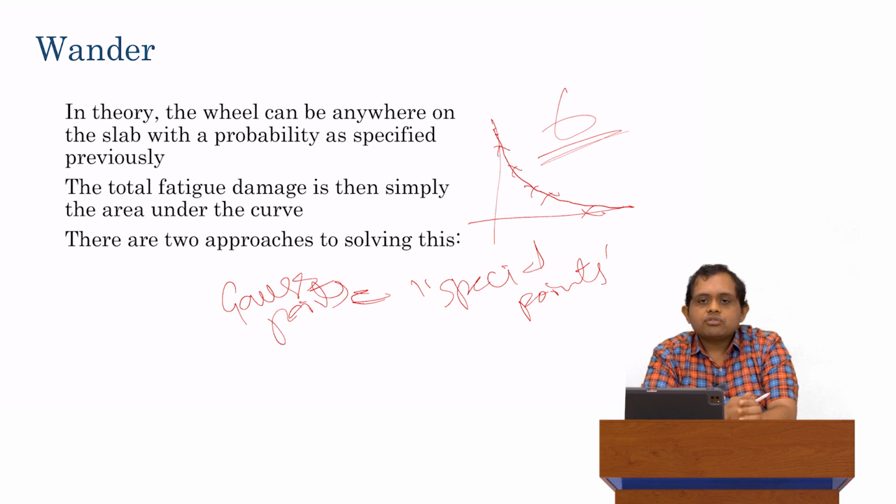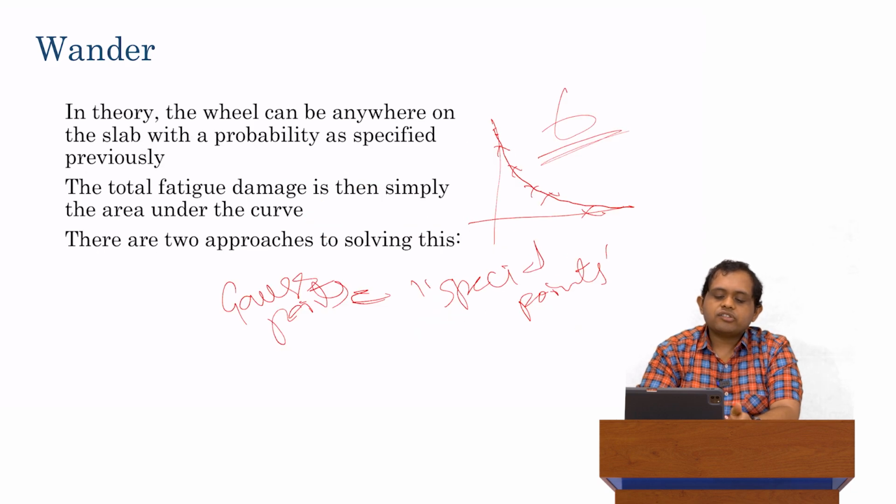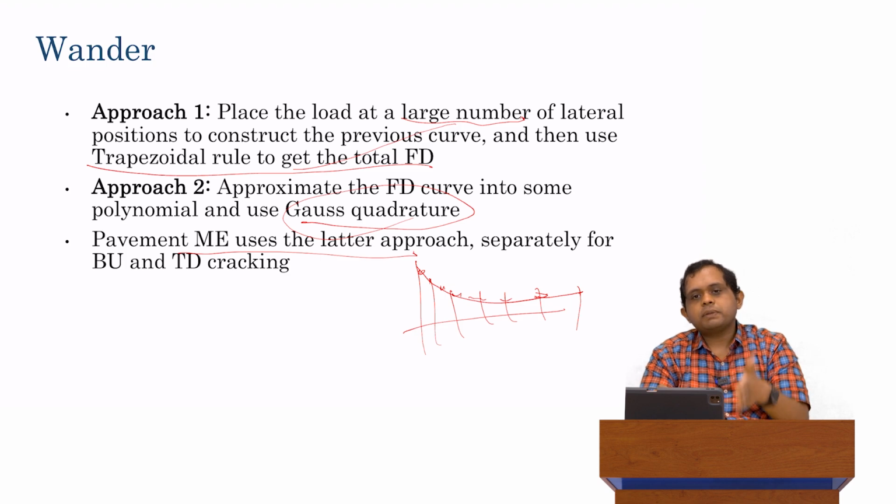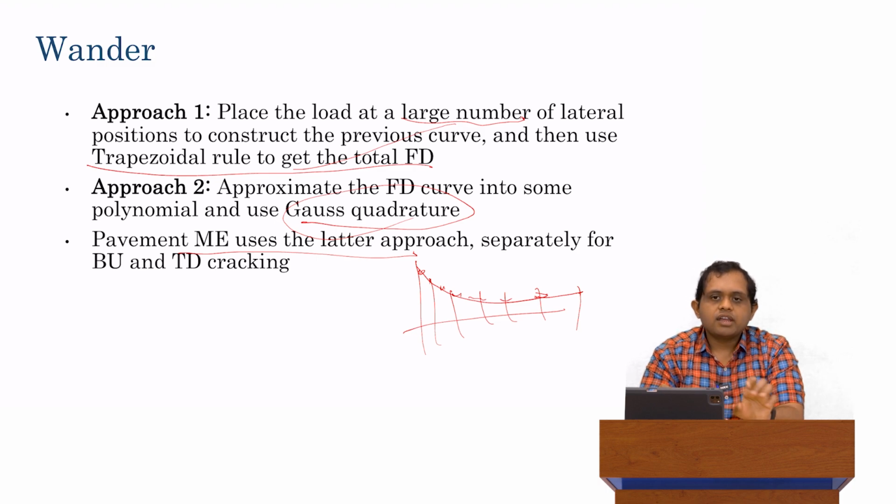So instead of doing an evaluation for a very large number of points, 10, 20 points or more, you just do an evaluation at 6 points and you can get a very accurate estimate of the area using this particular technique called Gauss quadrature. We do not have time to go into details on what Gauss quadrature is. I encourage you to take a formal class on finite element methods if you want to know. But for now, just understand Pavement ME uses this approach that for lateral position, it places the loads laterally at certain points which are called Gauss points. It uses 6 points, and from there it gets a very accurate estimate.